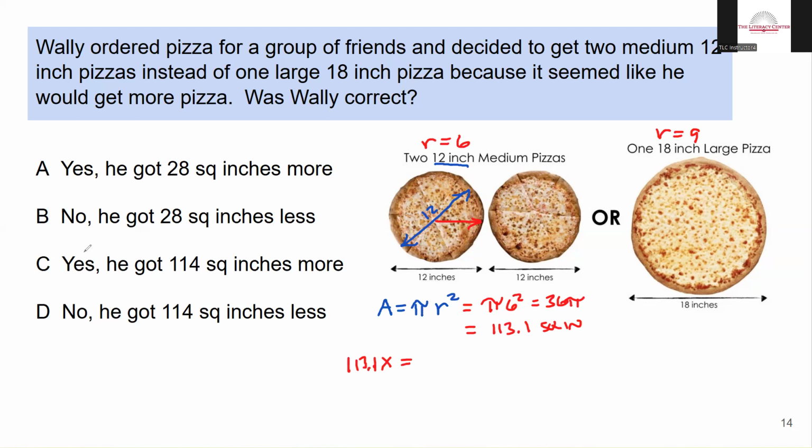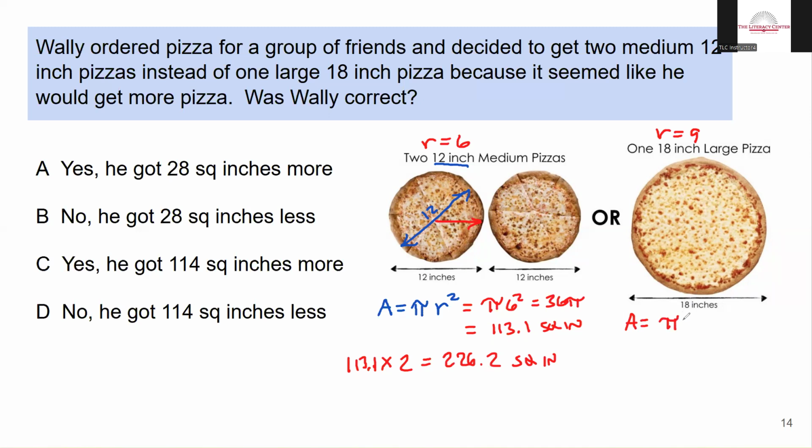113.1 times 2. Oops, got ahead of myself there. Times 2 equals 226.2 square inches in both pizzas. Okay, now we're ready to compare that to the larger pizza. But we've already done similar work here.